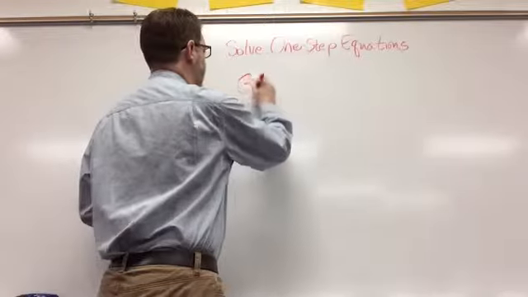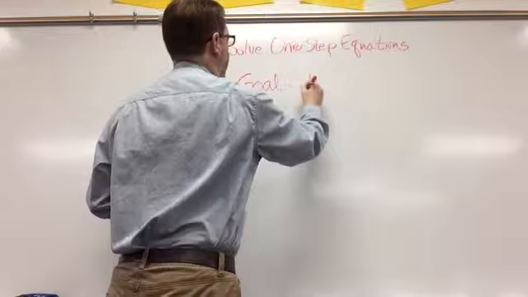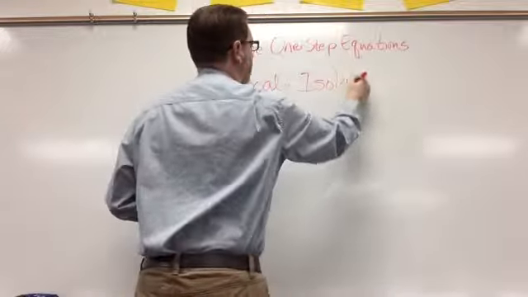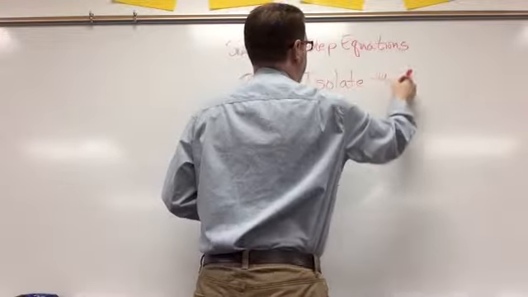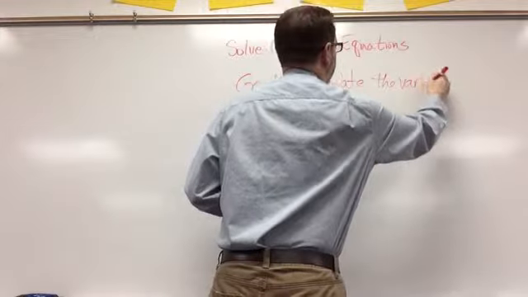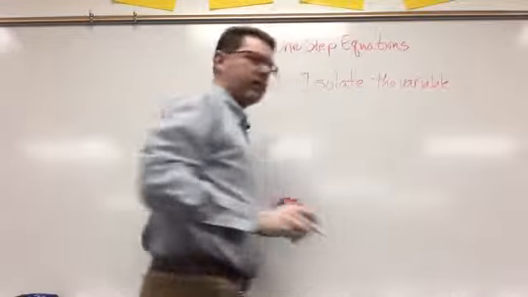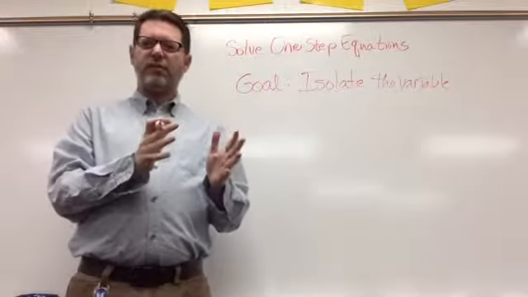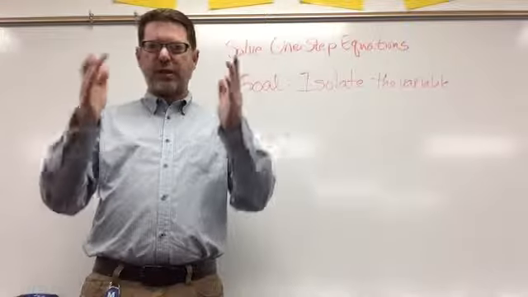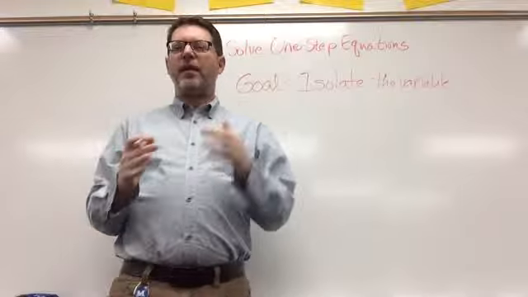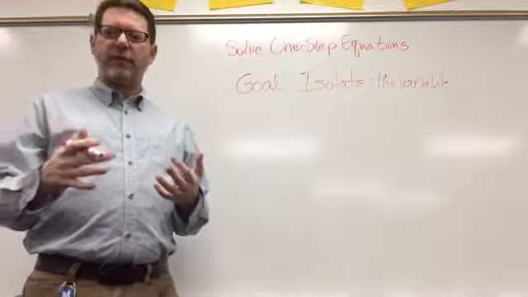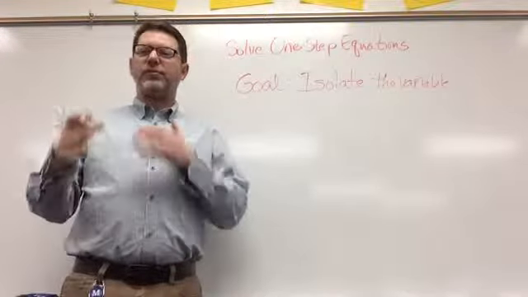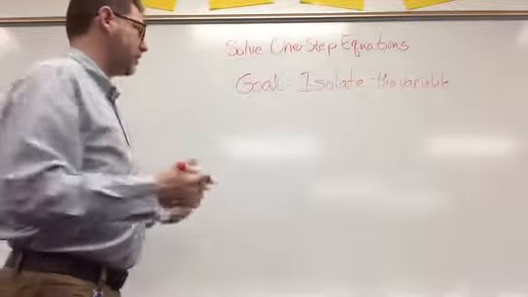Another thing that you need to know before we get started into actually solving is the goal in solving equations. The goal is to isolate the variable. In other words, we need to get the variable by itself on one side of the equal sign and nothing else with it. It's got to be by itself. And there are steps that we go through to get the variable by itself, and most of those steps are opposite operations. So let's look at an example.